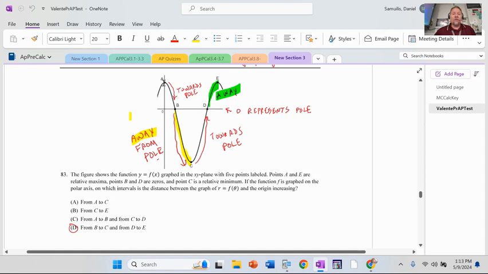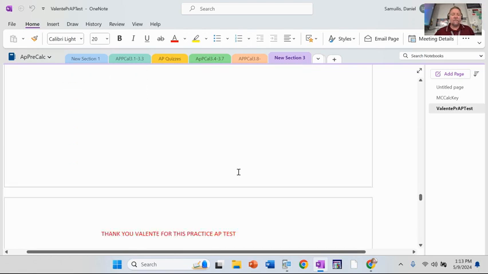So then as we're moving from left to right, as inputs increase, the outputs for the polar graph are getting closer and closer to the pole. So they're coming towards it. And now they're going away from the pole. And then they're getting closer to the pole in this interval, and then they're moving away from the pole. Okay, so that's why those are the intervals. From B to C, you're moving away from the pole, and from D to E, you're moving away from the pole. If you read that question, that's what it's saying.